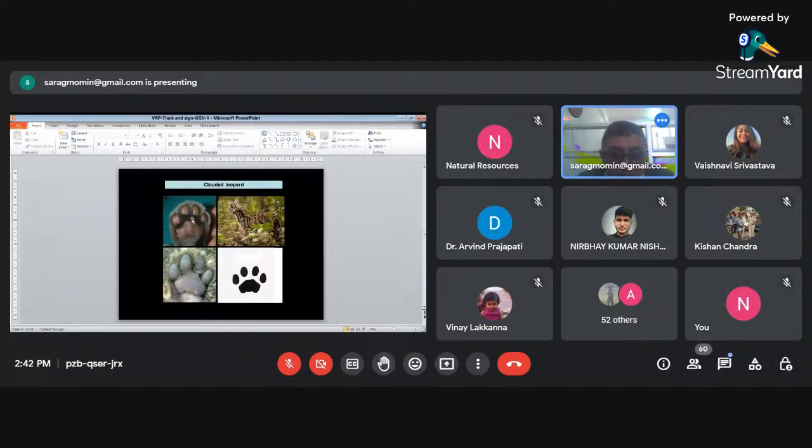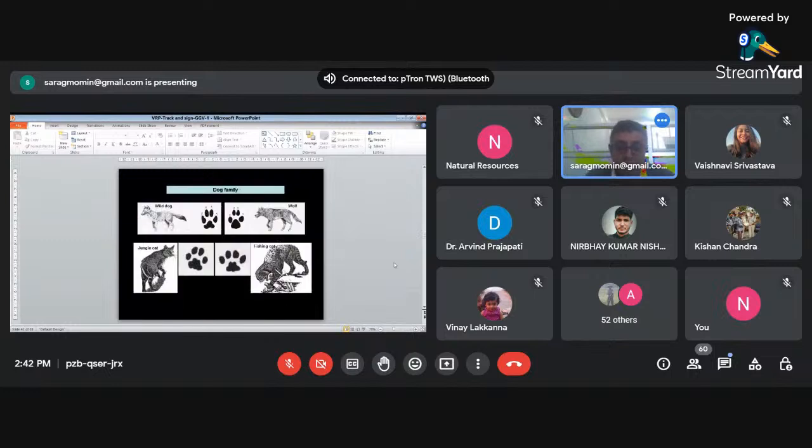This is the paw of a leopard, the clouded leopard. This is the state animal of Meghalaya. This one belongs to a male, and this one belongs to a female. Now, the dog family.